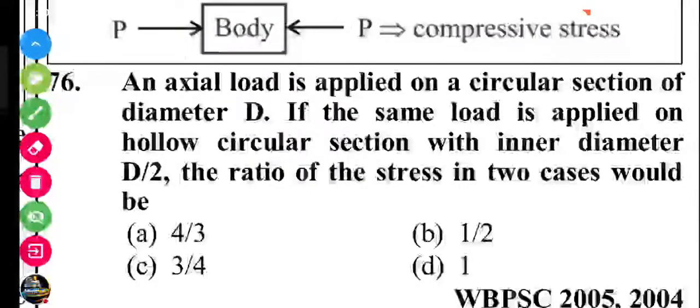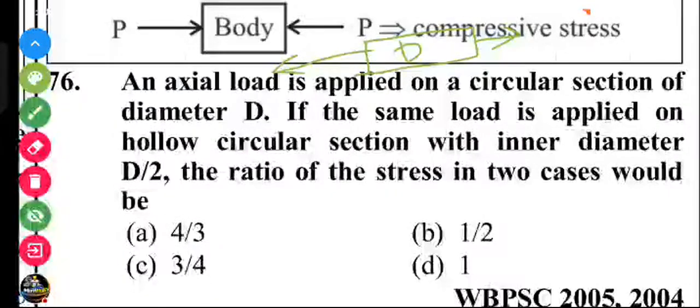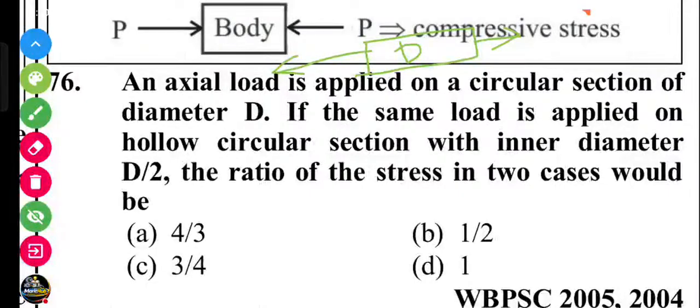An axial load is applied on a circular section of diameter capital D. This is the circular section, and the axial load P acts on it. If the same load is applied on a hollow circular section with inner diameter d by 2, what would be the ratio of the stress in the two cases?